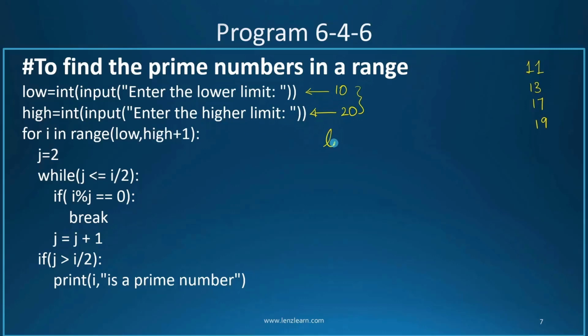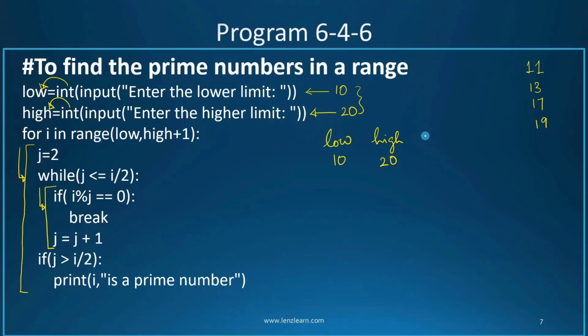I have fixed my variable value low as 10 and the variable value high as 20. So I have inputted 10 to low and 20 to high. Now I have my for loop. This entire subsequent program is part of the for loop, right? Now these 3 statements are part of the while loop. Okay, so now let us start the program.